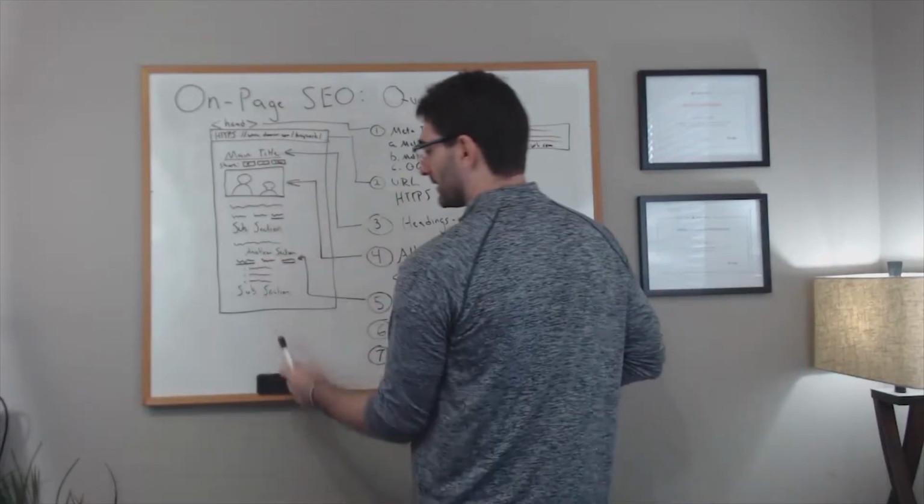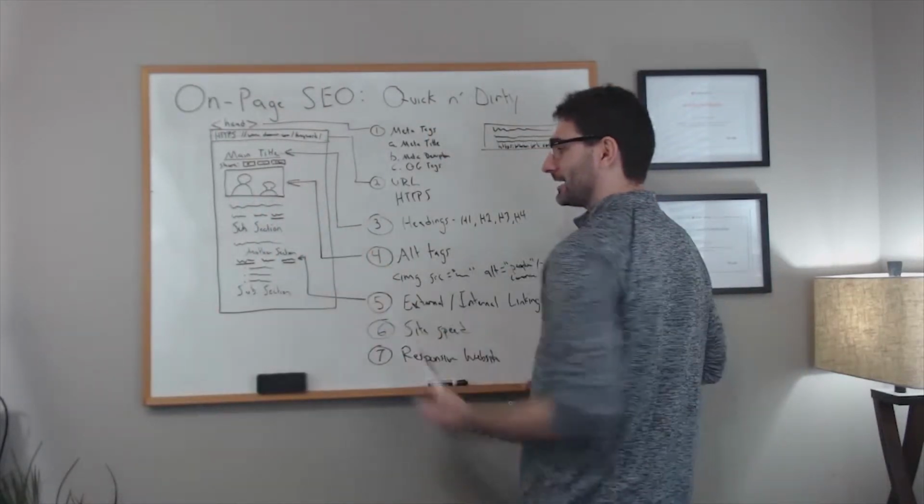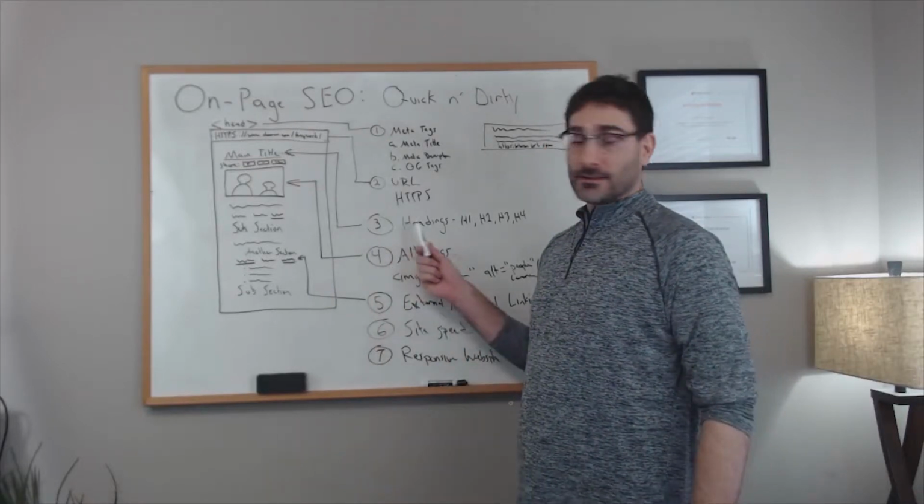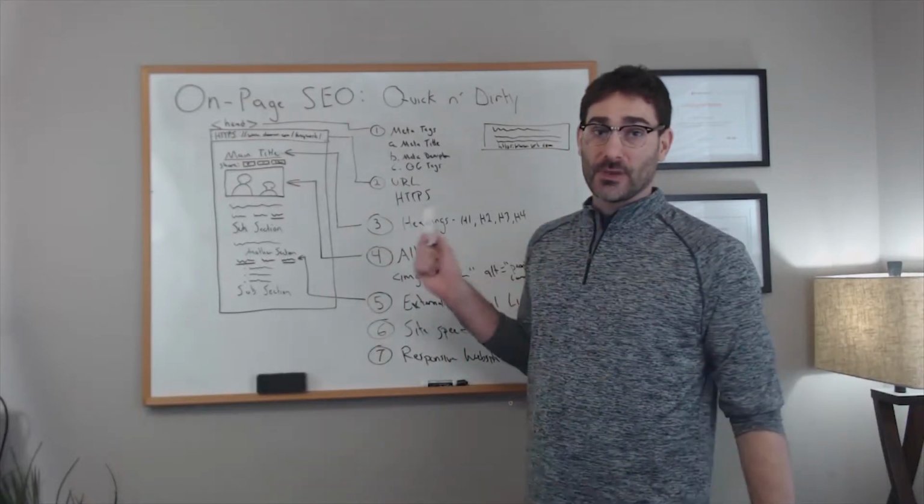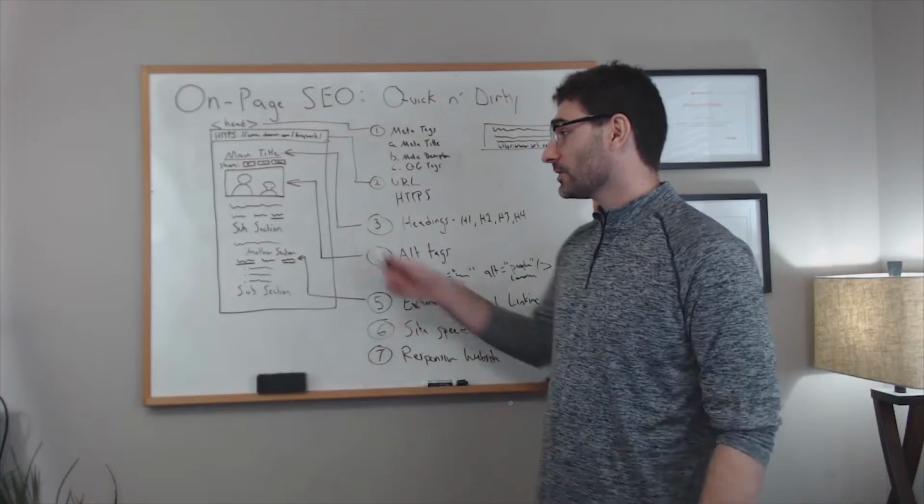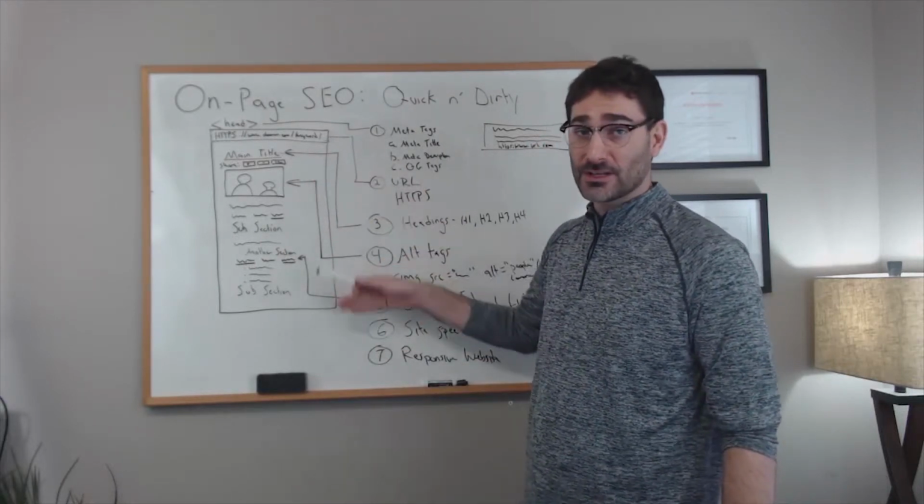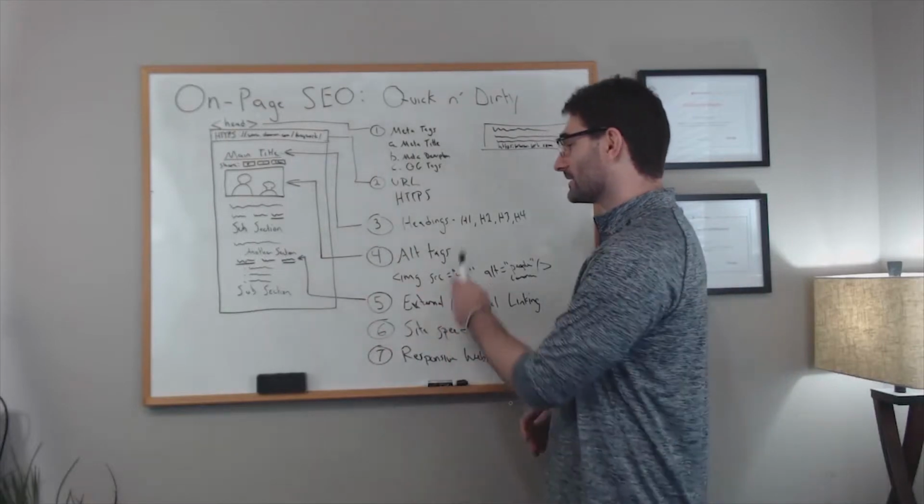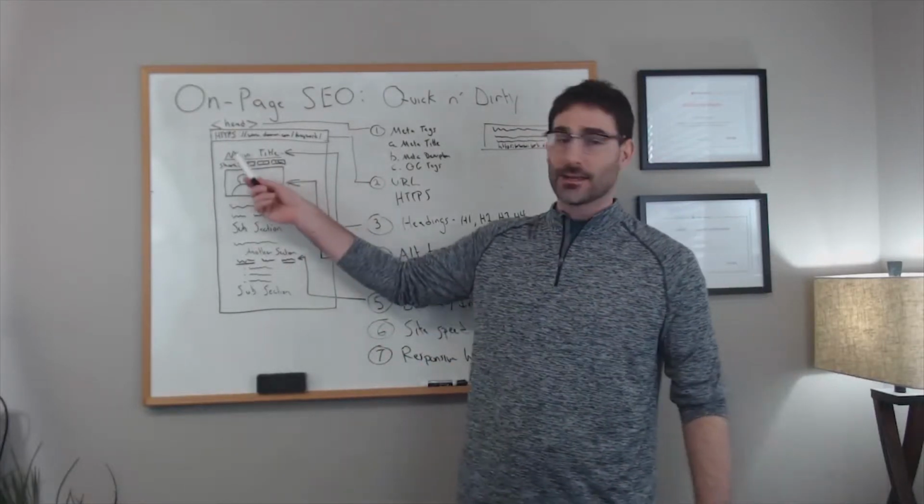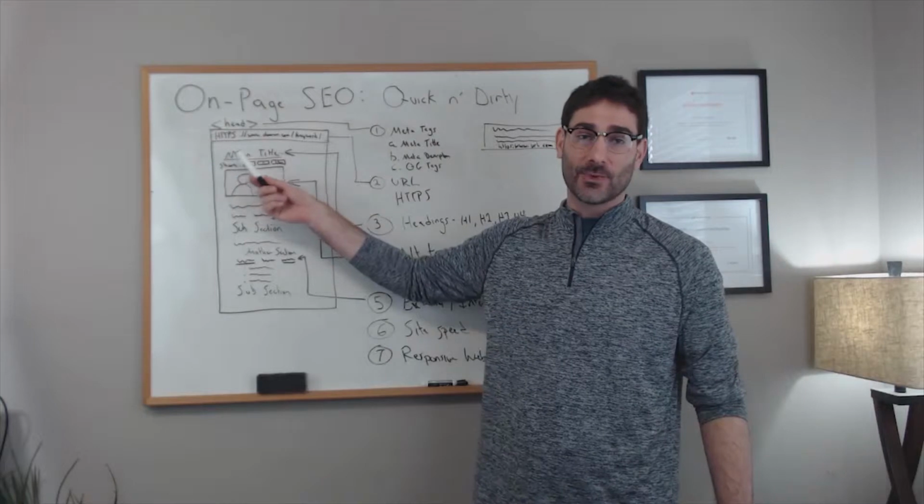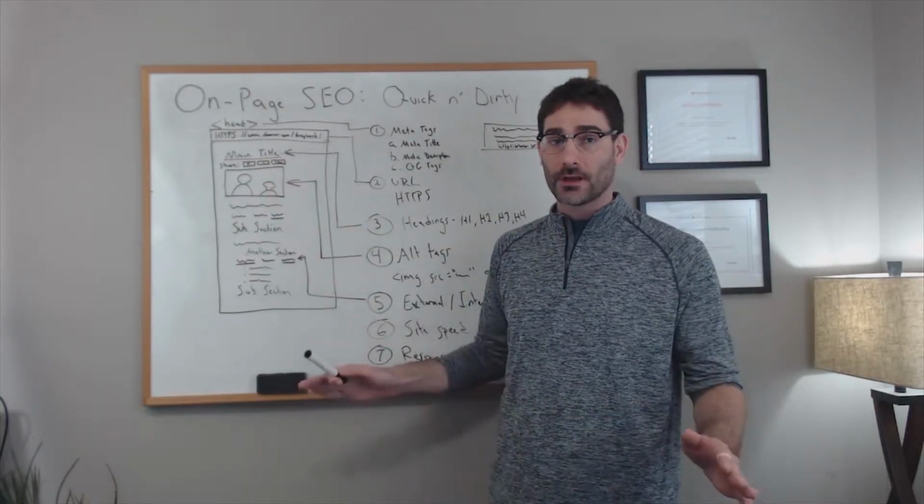So moving down our web page here, the next part is the main title. So headings are another important part of on-page SEO. These kind of tell Google and other search engines each part of the website, the web page, and what it's about. So the H1 tag is the main title. So you should have H1 as your main title, and there should only be one on every single page.